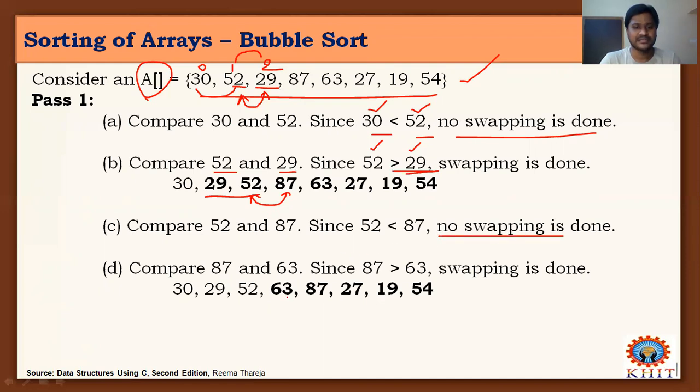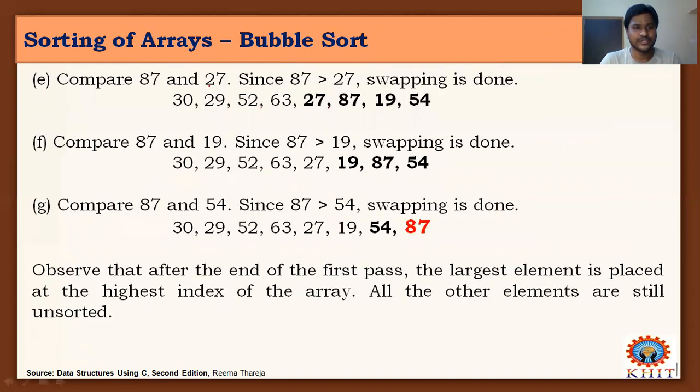And 87 and 63 will compare. Here 87 is larger, 63 is smaller, so we will swap here. Swapping is done for making this order of elements. Like this, we do the same: 27, 87, and 19, 18, and 54, 87.